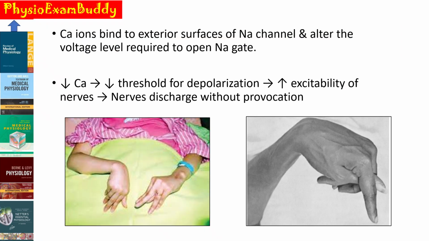So the nerve fiber becomes highly excitable, and that is the reason by which neuromuscular hyperexcitability occurs in case of tetany. And the reason is that calcium usually binds to the exterior surface of our voltage gated sodium channel, and it alters the voltage level required to open the sodium gate. Whenever the calcium level goes below, there occurs a decrease in the threshold for depolarization, which will cause an increase in the excitability of the nerves, and the nerves can even discharge without provocation. That is the reason for the neuromuscular hyperexcitability in tetany.